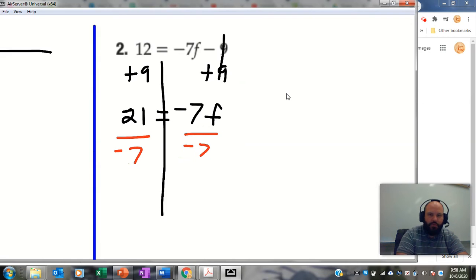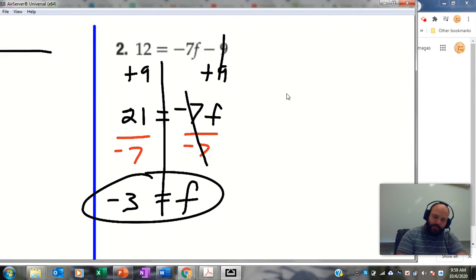You need to show your work as you're working down through these problems. Each step, do not skip each step. So negative 7 divided by negative 7 is 1. So that goes away, and we're just left with f. And on this side, 21 divided by negative 7 is negative 3. So there's our solution. F is negative 3.